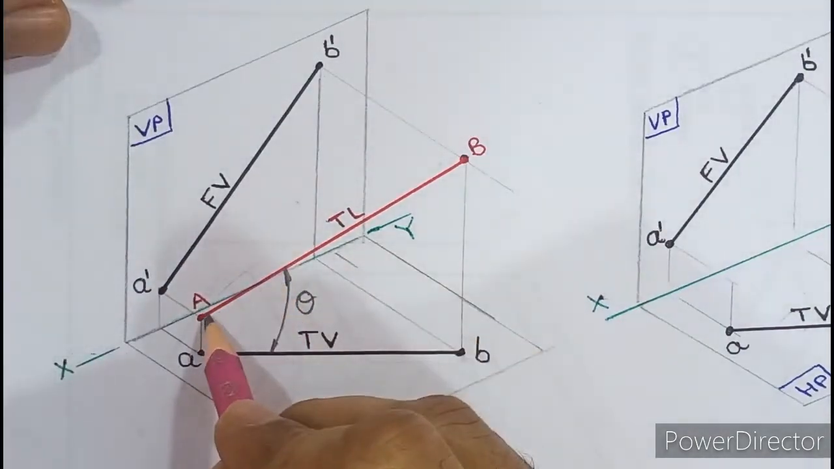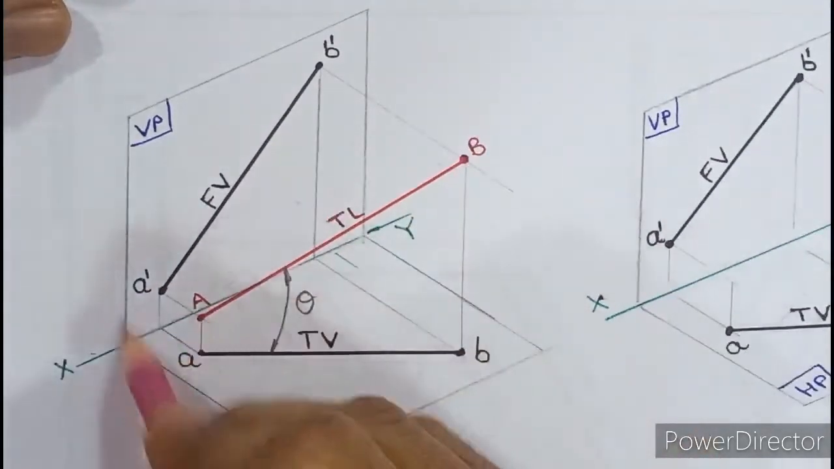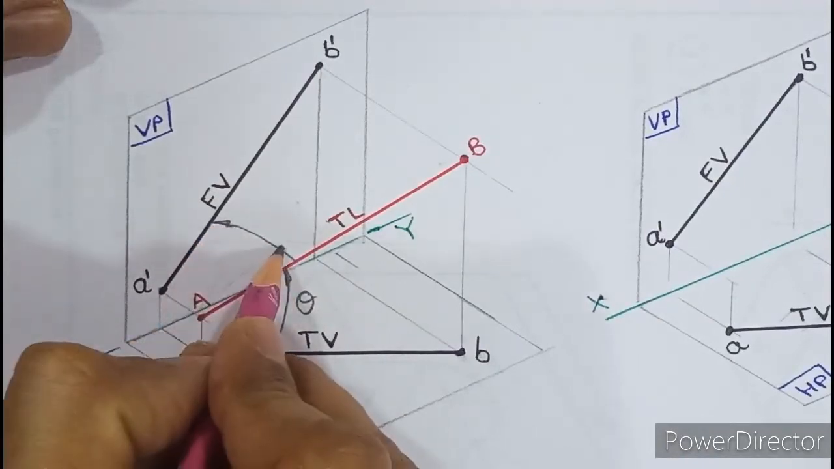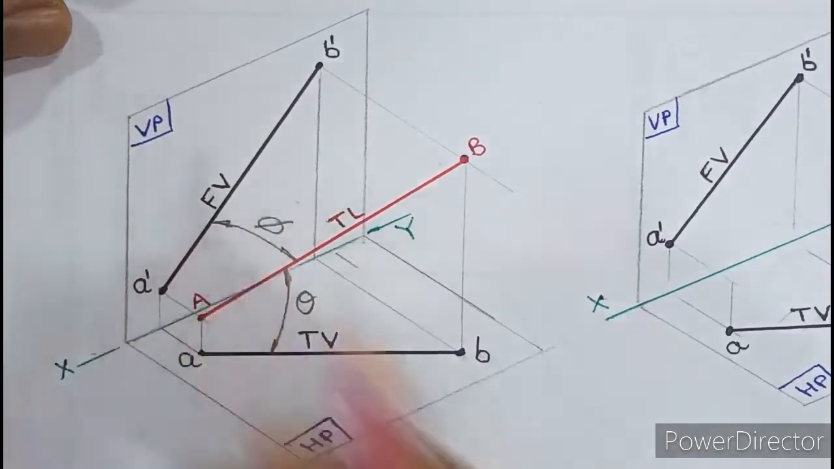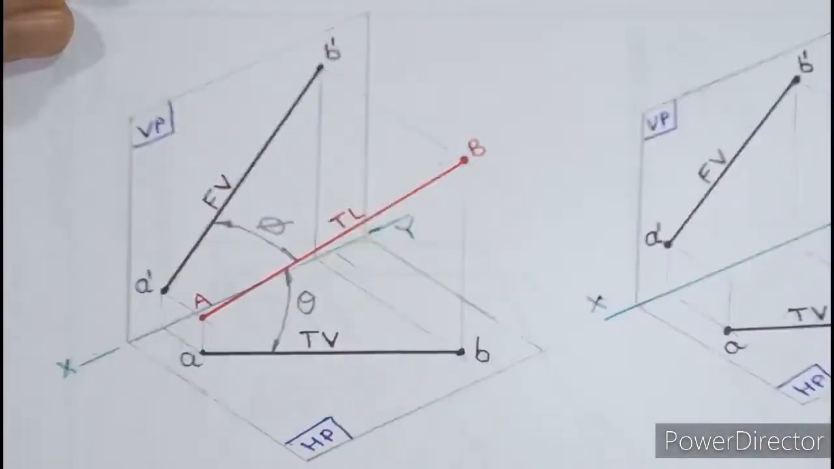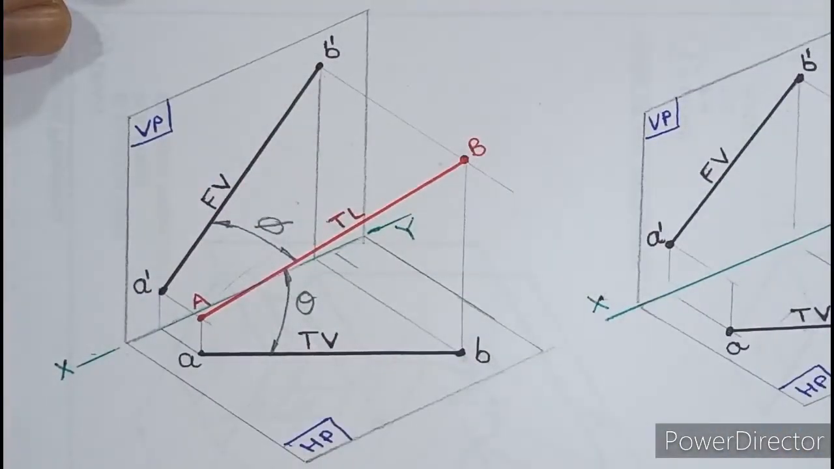Similarly, the angle made by this true length with the vertical plane is called phi. We know that this angle is called phi, and this phi can be seen only from the top view. We have seen 4 cases: case 1, case 2, case 3, case 4, and the diagram you can see here right now belongs to case 4.